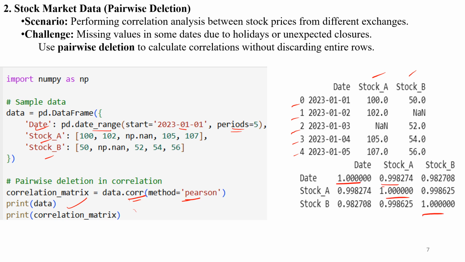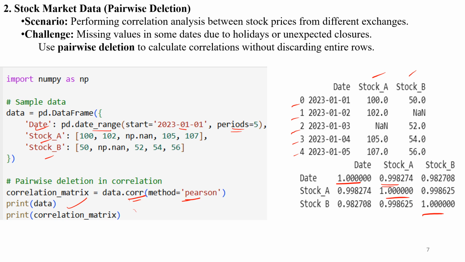If it is closer to 1, then that is called positive correlation. If it is closer to 0, then that is called negative correlation. Here, all the values are positive correlation only. So when you apply pairwise deletion, you want to find the correlation between.